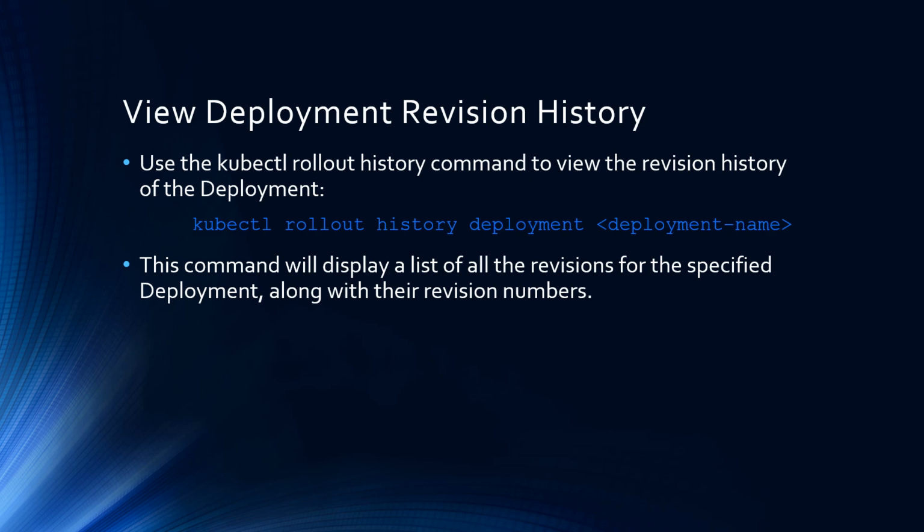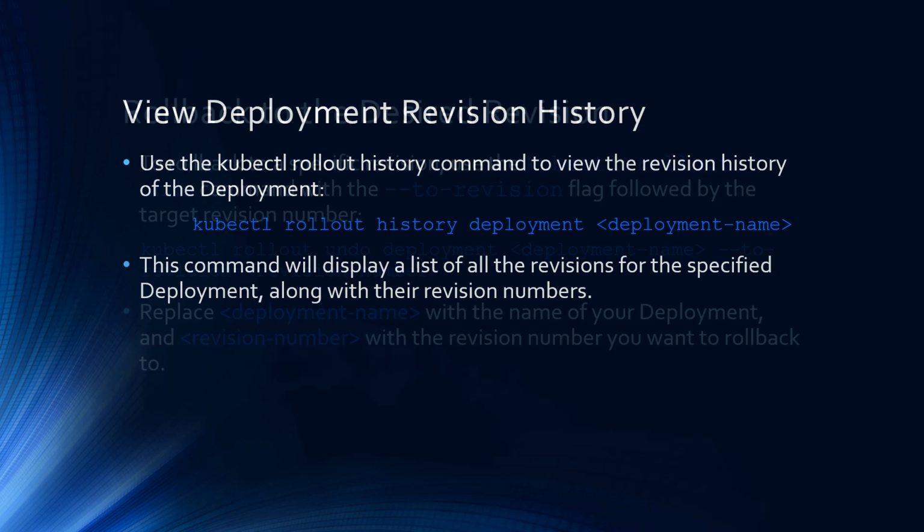I strongly recommend using the --record flag when making deployment changes, or better yet, setting the kubernetes.io/change-cause annotation explicitly. This provides valuable context about what changed in each revision, which can be crucial when you're trying to determine which version to roll back to during an incident.